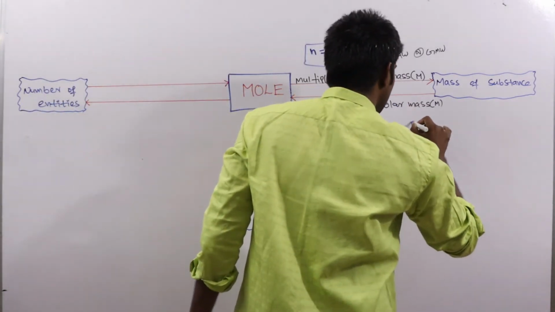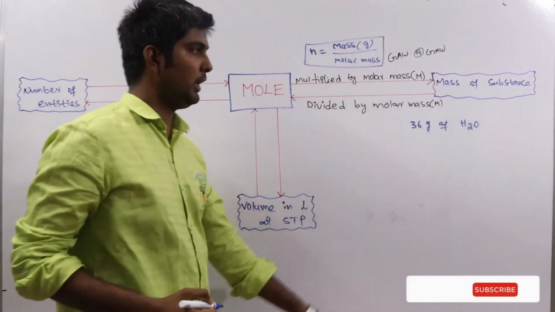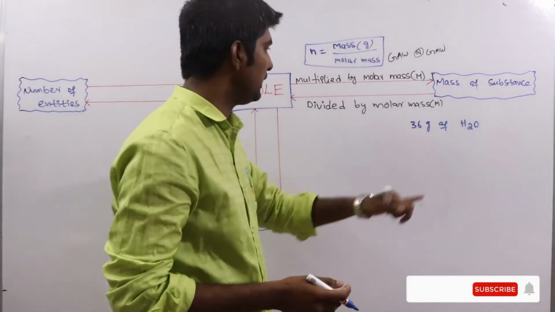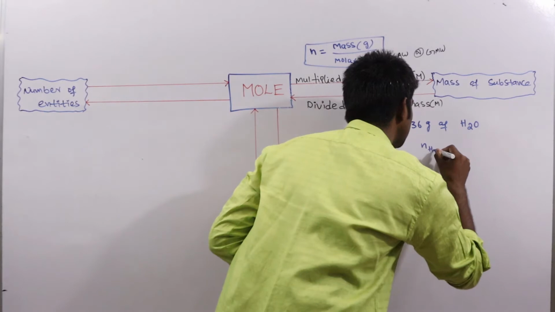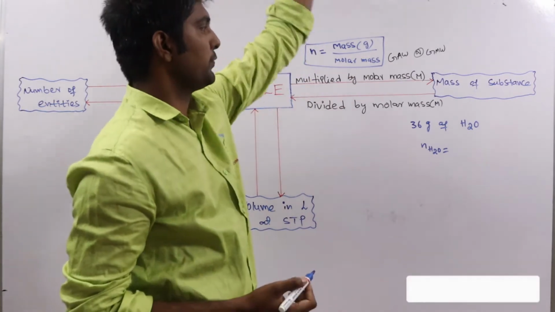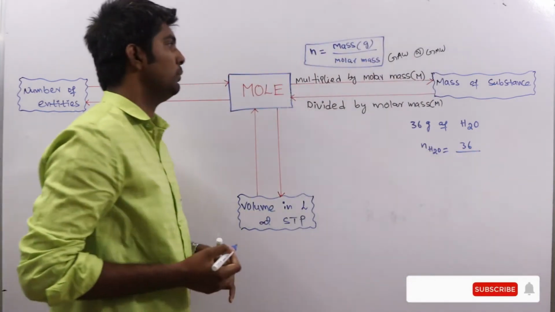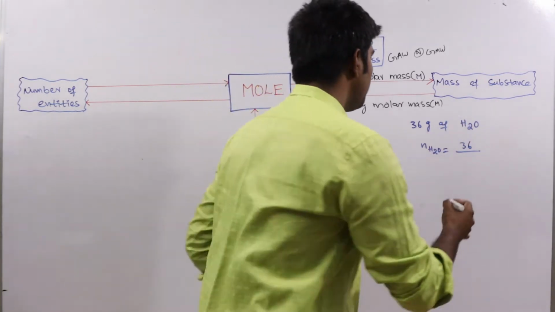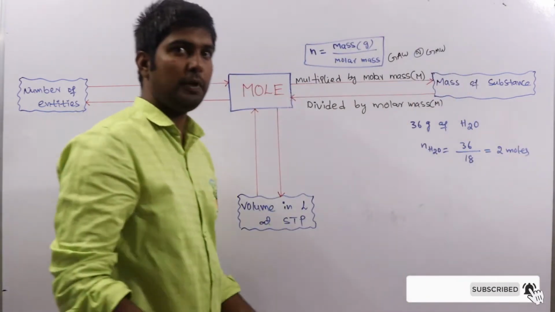Suppose they have given 36 gram of H2O, 36 grams of water, and asked you to find how many moles are there in 36 grams of water. Simple: the number of moles of H2O is equal to the mass of the substance, given as 36, divided by the molar mass. What is the molar mass of water? 18. So 36 by 18 is equal to 2 moles. See, very simple problem.